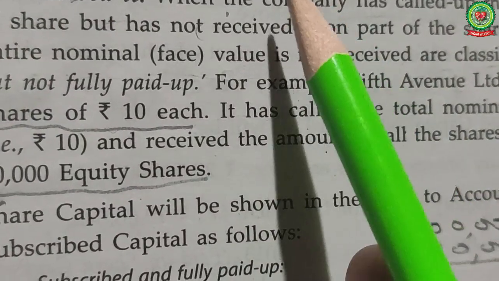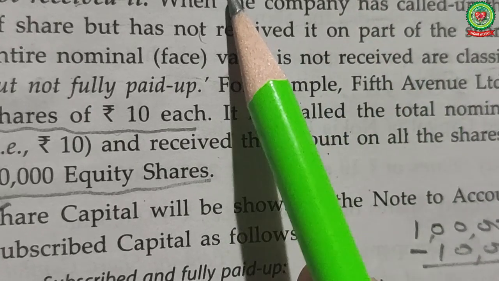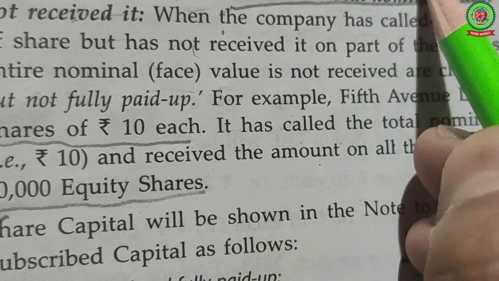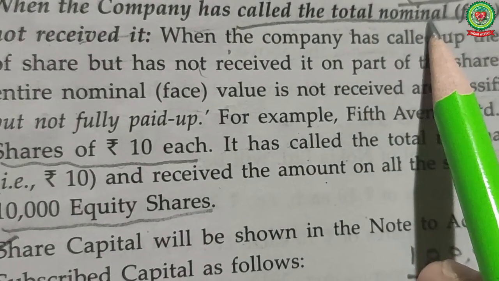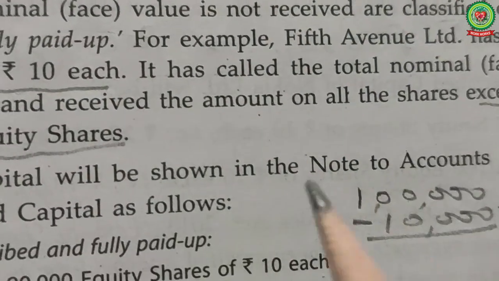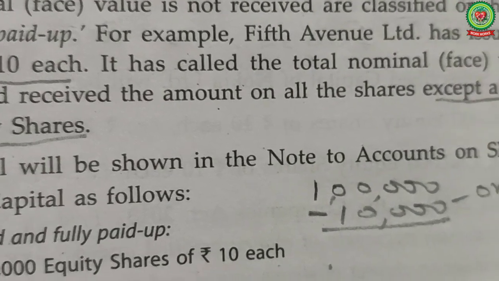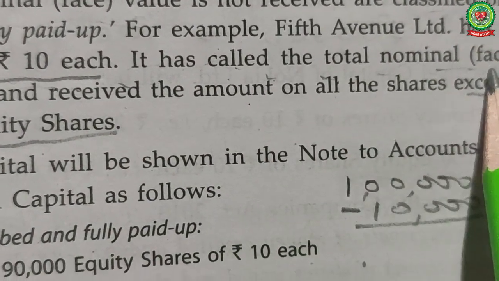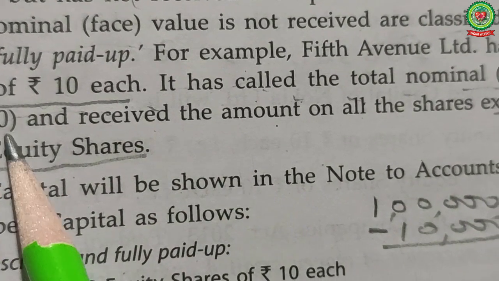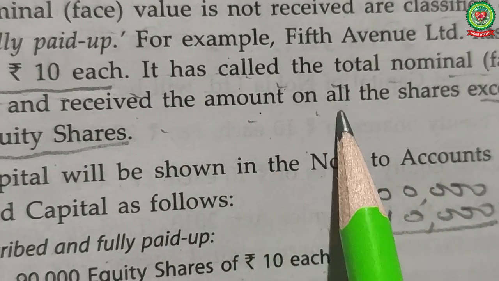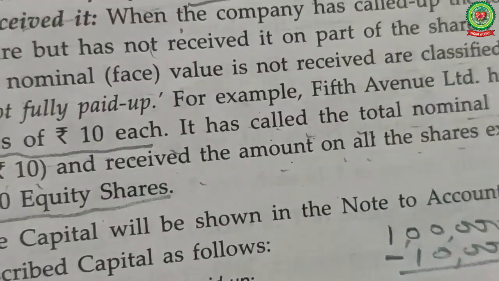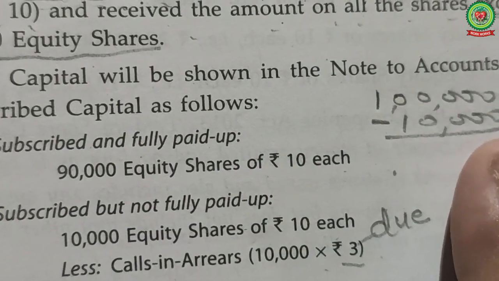So in this case, call the total nominal value, like suppose rupees 10 here. So 10 called. Example, 1 lakh equity shares of rupees 10. It has called the total nominal face value of the share of rupees 10 and received the amount on all the share except a final call of rupees 3 on the 10,000 equity shares.